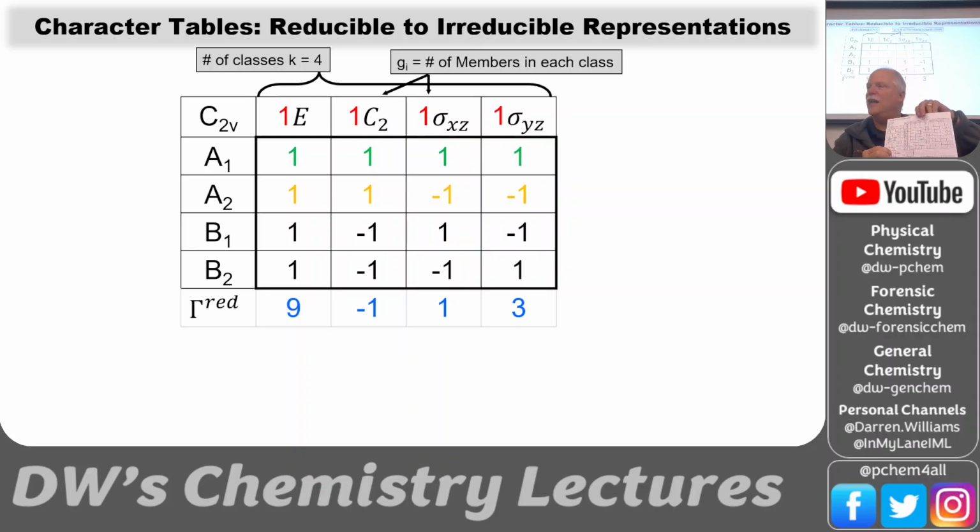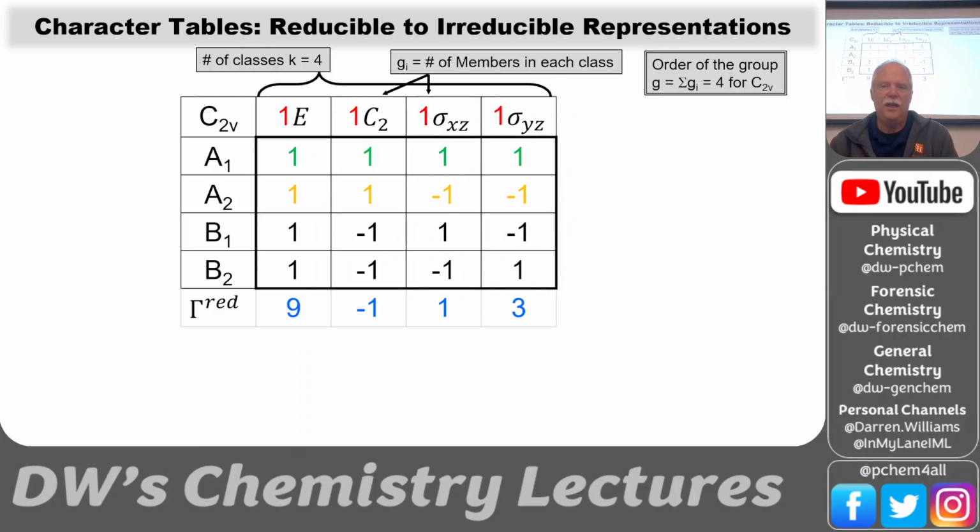So those are the gi, the number of members in each group. And then the order of the group is the sum of all of those gi. So for C3v, we have 1 for E, another 2 for the C3s, and 3 for the sigma v. So the order of that group would be 6. You add up all of those numbers and it would be 6.